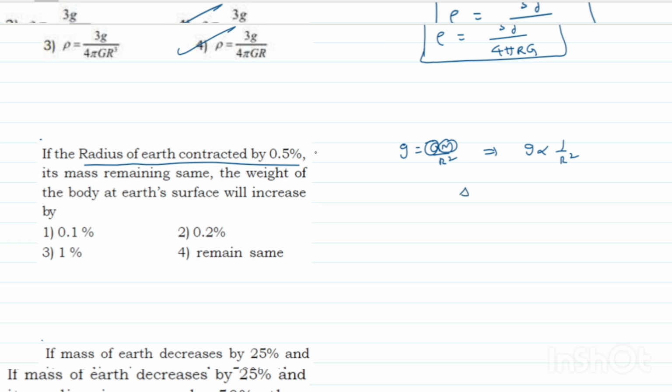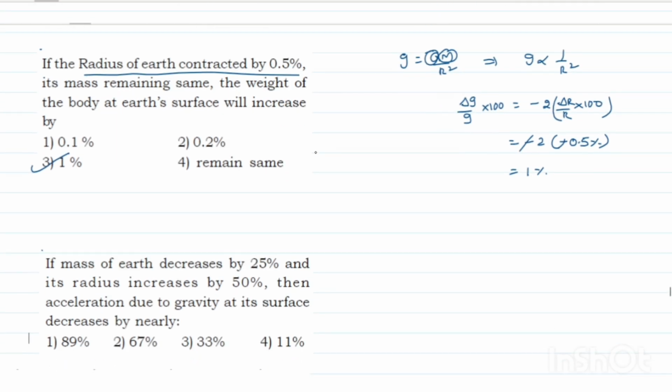Then here you can write delta g by g into 100 will be equal to, here it becomes r power minus 2, so minus 2 into delta r by r into 100. Here this delta r by r value is given as, contracted means it's a decreased value, 0.5 percentage. So minus into minus, plus 2 into 0.5 will be 1 percentage. So 1 percentage is the correct answer.